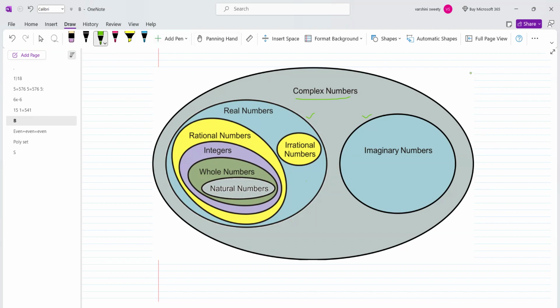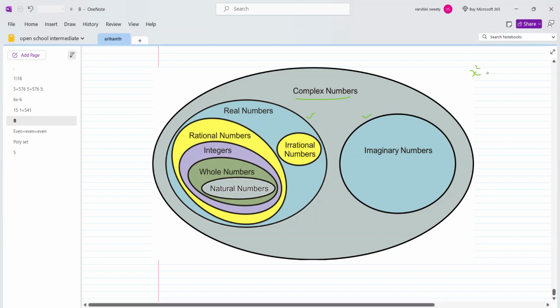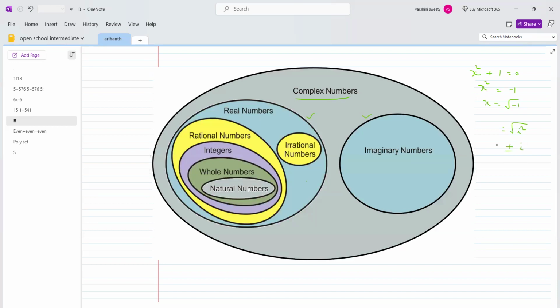Sometimes we need to solve x square plus 1 equals 0, which is a quadratic polynomial. So x square equals minus 1, x equals square root of minus 1. We do not have any value in the real numbers that satisfies this, so we need to take complex numbers. Root of minus 1 is nothing but i, so we will get plus or minus i. Two roots we get for the quadratic equation. So we will discuss complex numbers.